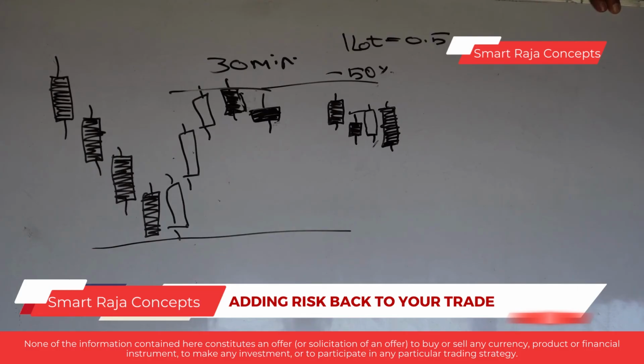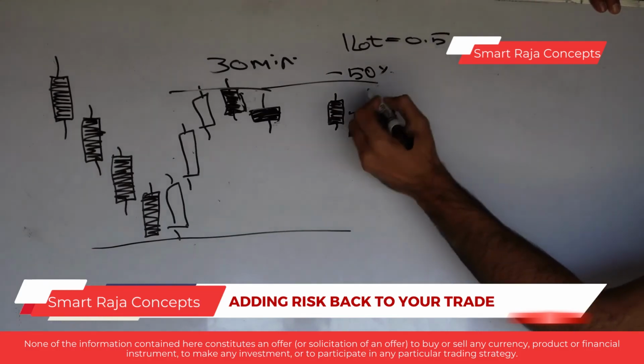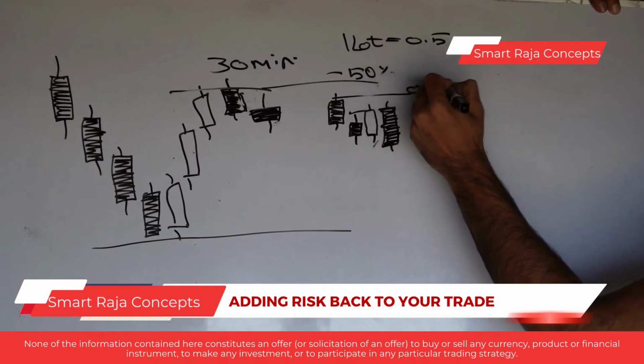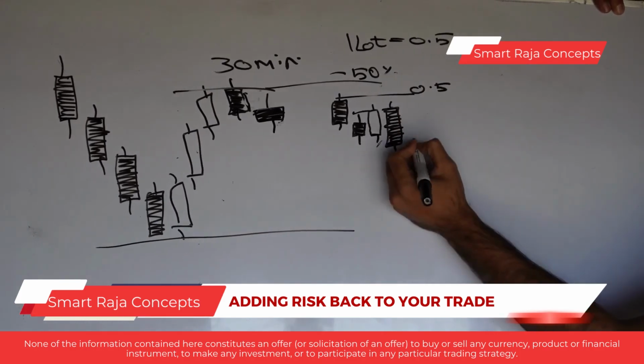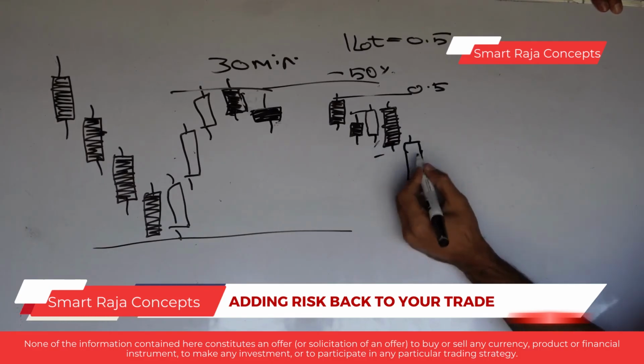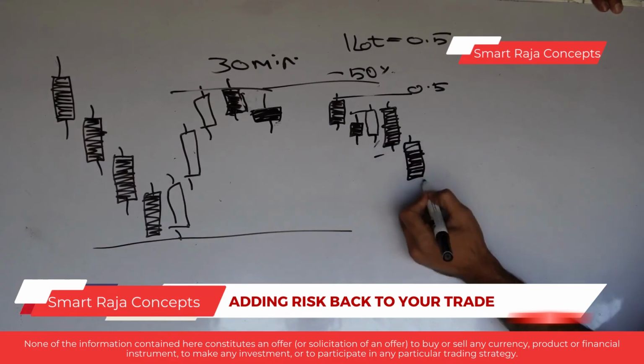So when we're moving down in this scenario, now you can look around and say, okay, hey, wait a minute, I still have a 0.5 lot running. And if the next 15-minute candle breaks the low of the previous one, maybe I can add the risk that I closed.